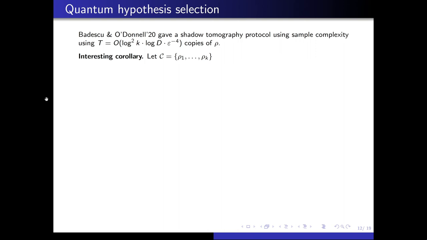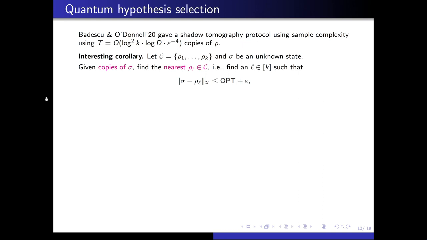And they had this interesting corollary, which says the following. Think of script C as my concept class, which consists of k quantum states, rho 1 to rho k. Let sigma be an unknown quantum state. Given copies of sigma, the goal is to find the nearest rho i to sigma. Another way to put it: they should find an L such that the distance between sigma and rho L is close to the closest approximation. Think of opt as the distance to the closest rho. You need to output a rho L whose distance to sigma is at most opt plus epsilon. That's the quantum hypothesis selection question.